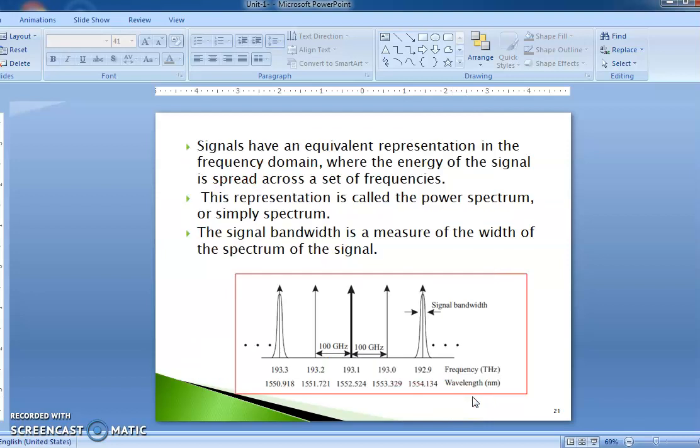Signals have an equivalent representation in the frequency domain, where the energy of the signal is spread across a set of frequencies. This representation is called the power spectrum, or simply the spectrum. The signal bandwidth is a measure of the width of the spectrum of the signal. So this one we can say is the bandwidth. The energy of the signal is spread in this range of frequencies. This is called the spectrum.